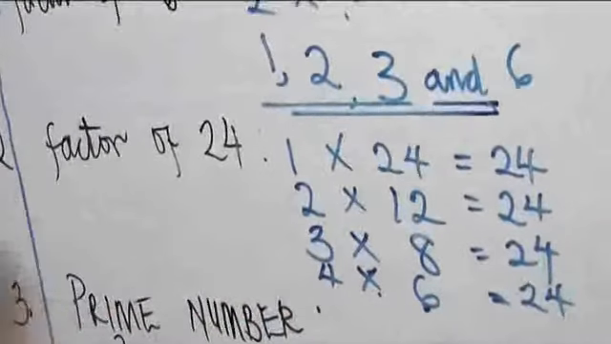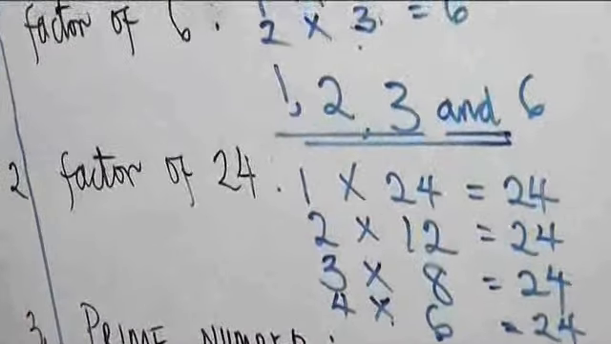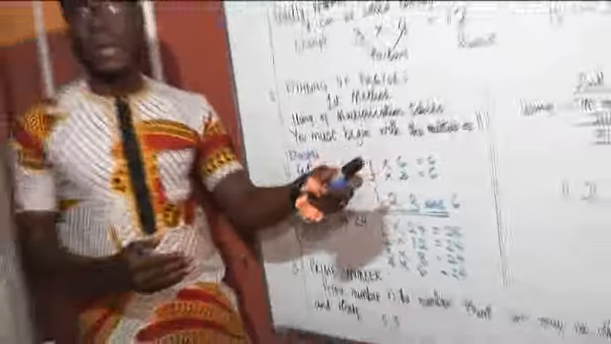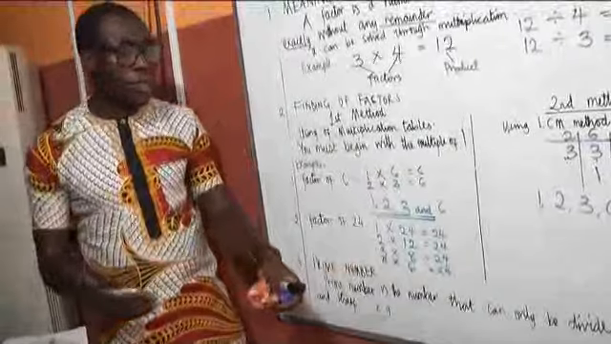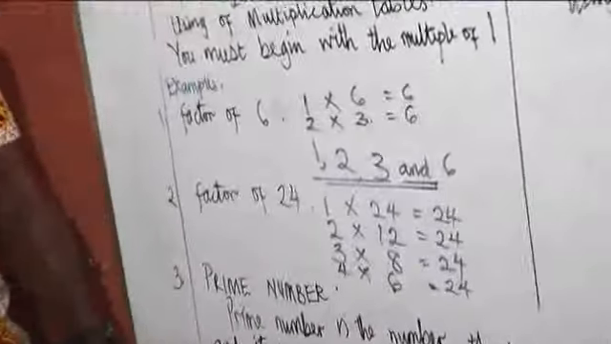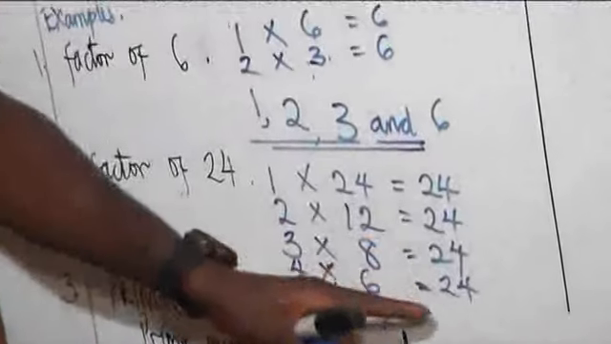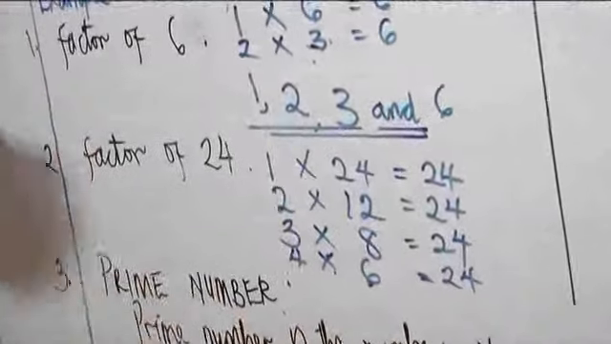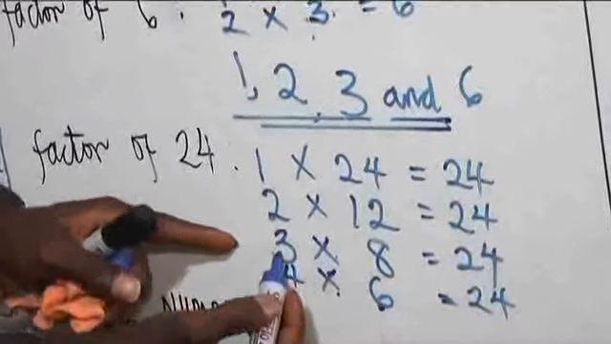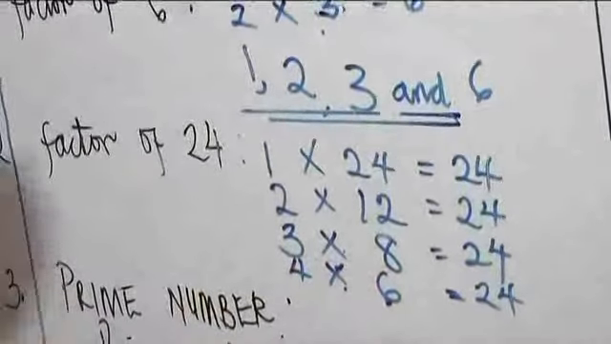Now after 6, we move to 7. Is there any number? No. Good. Because 7 times 3 is 21 and 7 times 4 is 28. So now we move further to 8. 8 times what can give us 24? We say 8 times 3. Good. And here it is. 8 times 3. Good. After 8, we move to 9.